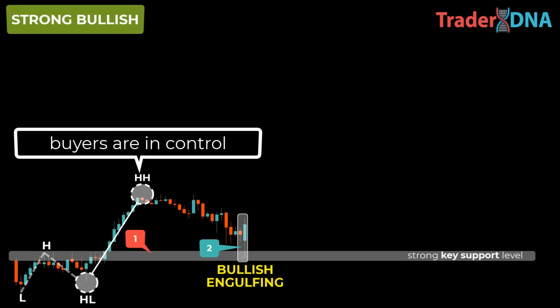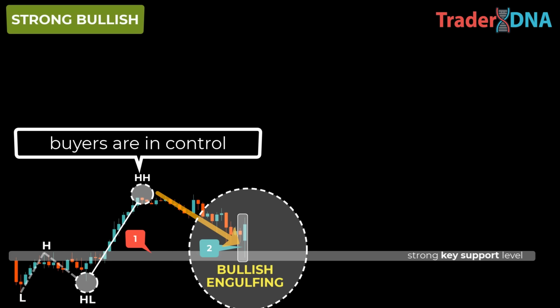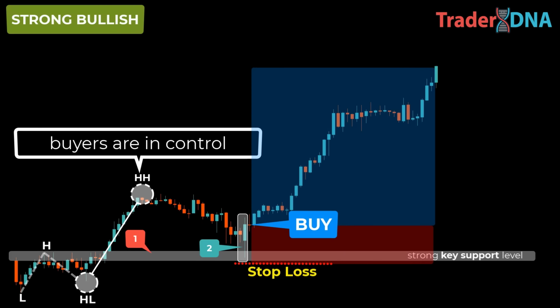Now, check out this example. The price pulls back, touches the key support area, and then boom, a bullish engulfing pattern forms. This is a huge clue that buyers are ready to push the market even higher. So what's the right move here? Open a buy position on the next candle's opening price. Set your stop loss just below the nearest swing low. And just like that, the market explodes upward, giving us massive profits.